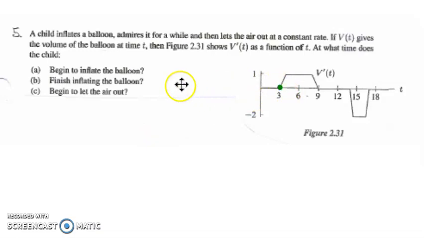Here, the child begins to inflate. That's time equals 3 seconds. And on this whole interval, the child is inflating the balloon. The child finishes inflating the balloon here at t equals 9. Then the child holds the balloon, and it's full, and the child's having fun looking at it. And then all of a sudden right here, and for this amount of time, the child lets the air out of the balloon. So it looks like at time equals 14, the child lets the air out of the balloon.